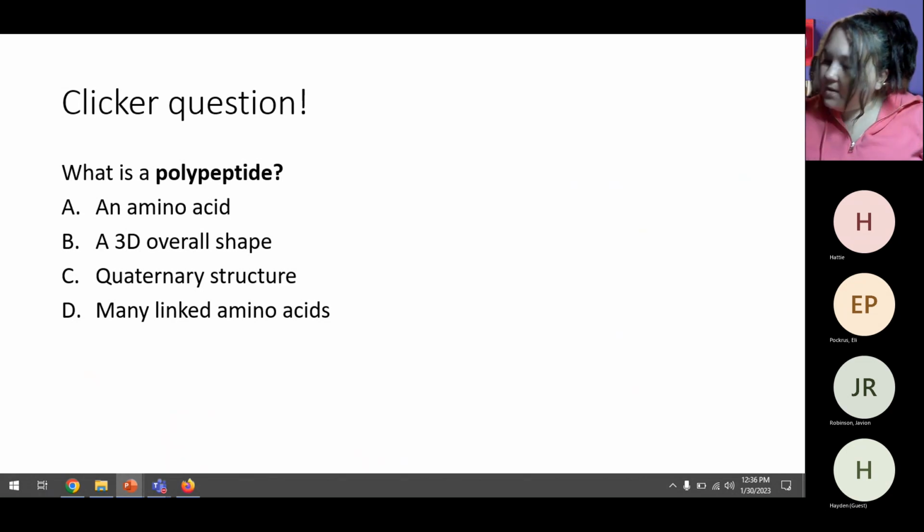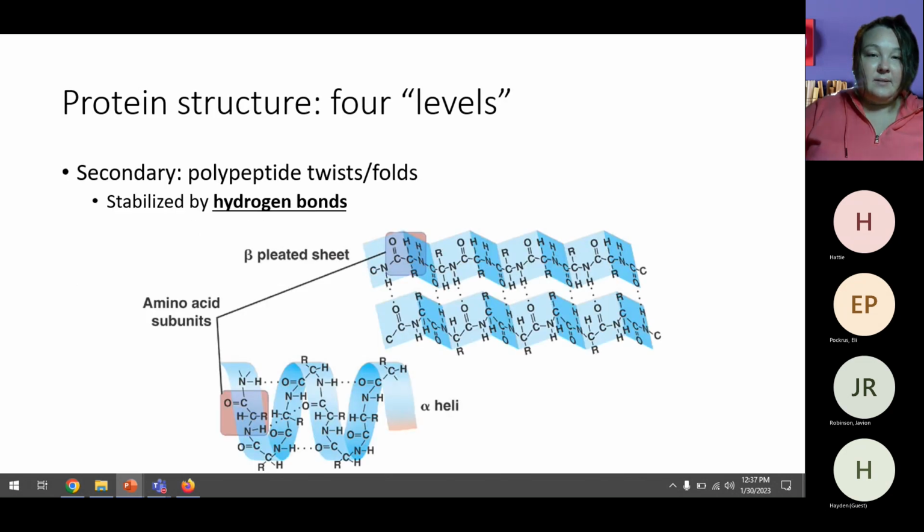Next question. What is a polypeptide? All right, 75% chose D, which is the correct answer. 25% chose B. A 3D overall shape is what a polypeptide needs in order to be a functional protein. But a polypeptide itself is just many linked amino acids.